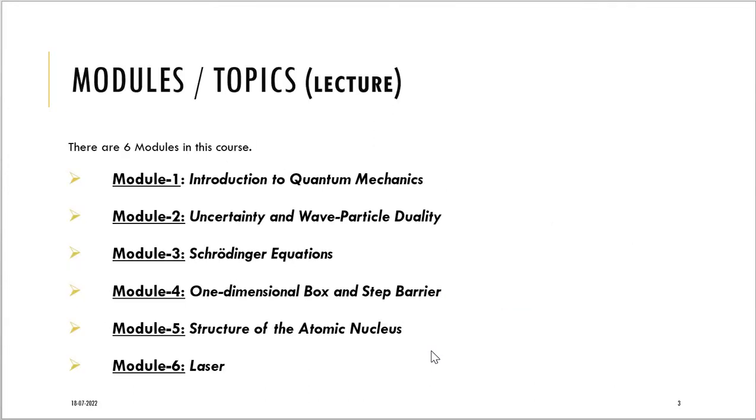So in this paper we have 6 modules. First one is all about the introduction of quantum mechanics, or the history of quantum mechanics. Second is the uncertainty and the wave particle duality. Third one is Schrodinger equations. Fourth one is the one-dimensional box and the step potential barrier. Fifth one is the structure of the atomic nucleus. Sixth one is laser.